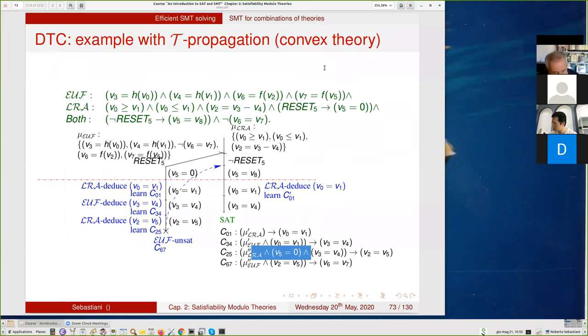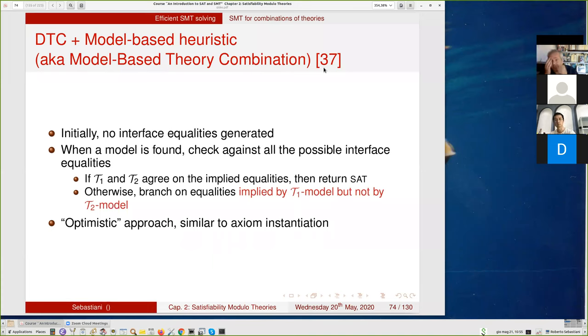Okay? So actually, what current SAT solvers, SMT solvers do use, including MathSAT, is an improvement of this technique, which is called model-based theory combination. So it does everything lazily. But when a model is found, you check against all the possible interface equalities. So you keep track of the model that the theory solver found. And substantially, if the theory solvers agree on the implied equalities, then you return SAT. Otherwise, you branch on equalities which are implied by one model and not by the other models. So substantially, you look at what are the implied equalities from every model, so you use the information provided by your theory solver as a heuristic.